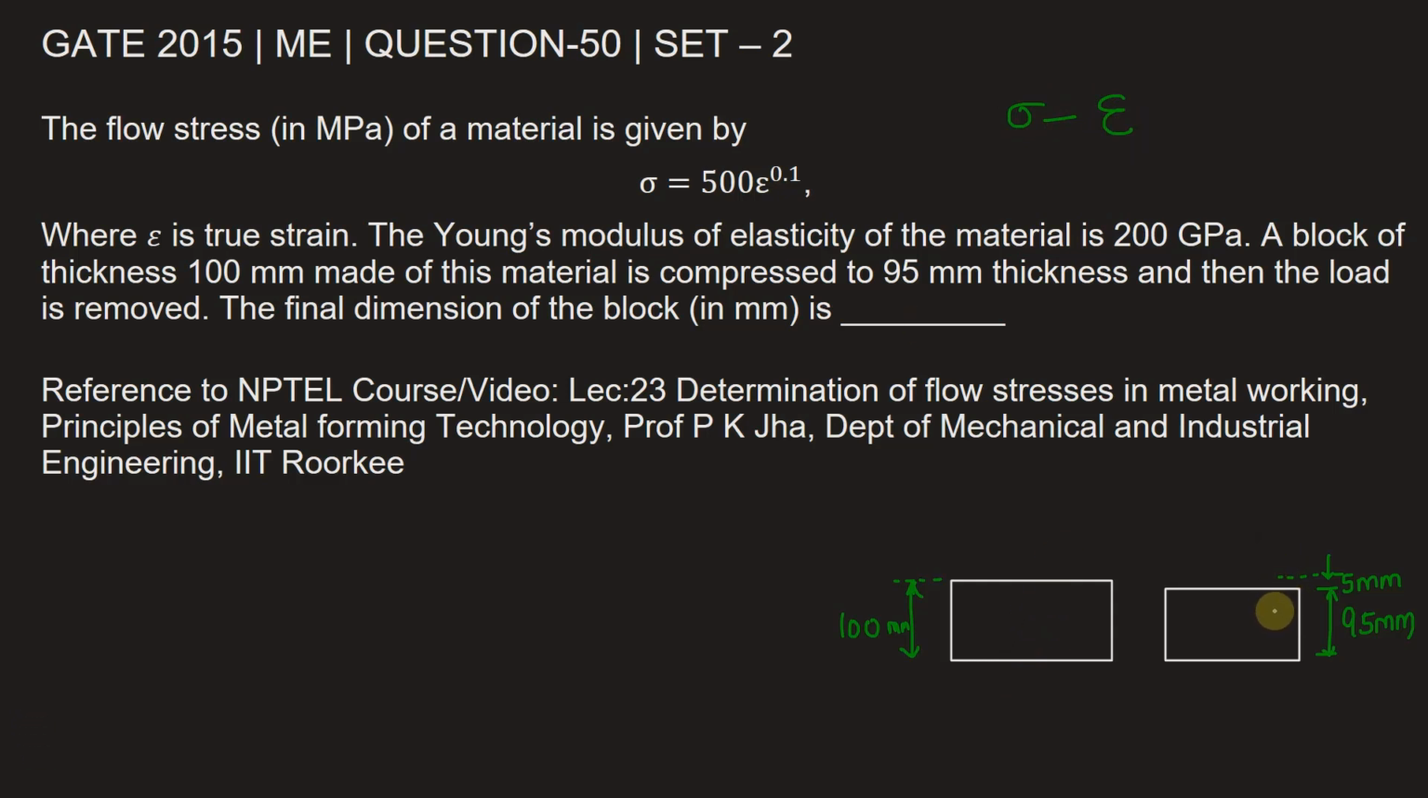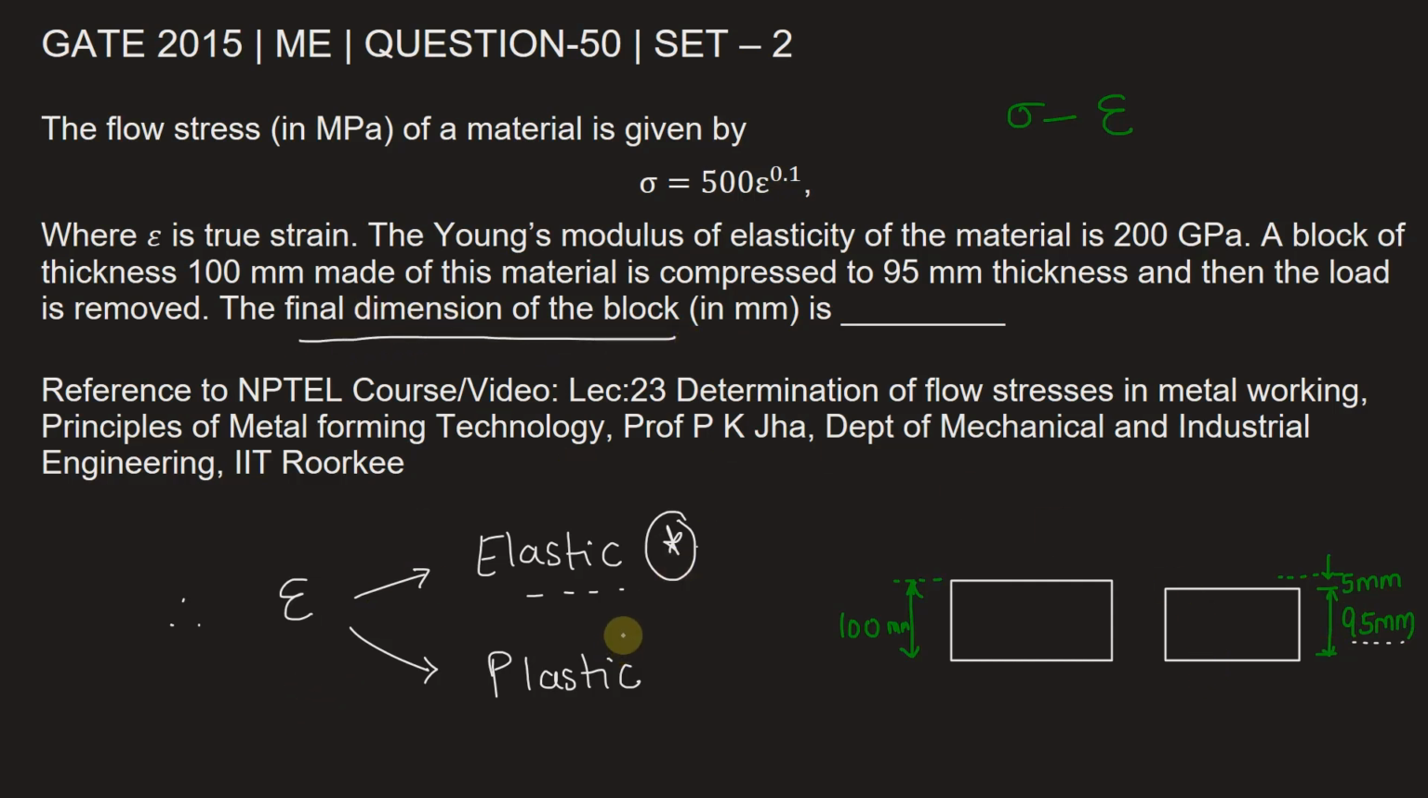Now after compressing it, if the load is being removed, the strain part that will be regained will be elastic strain. Therefore, total strain has two parts, elastic strain and plastic strain. This will be permanent, while elastic strain will be regained after the load is removed. This elastic strain we will have to calculate and then see what is the change in length because of this elastic strain being regained, and then add that change to 95 millimeters. This will give us the final dimension of the block in millimeters. Of course, dimension is to be written only in terms of thickness.